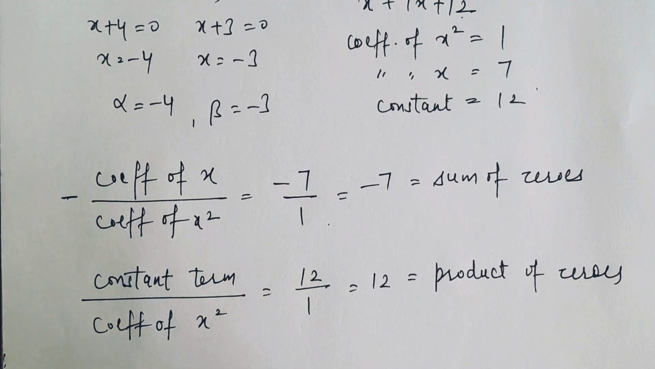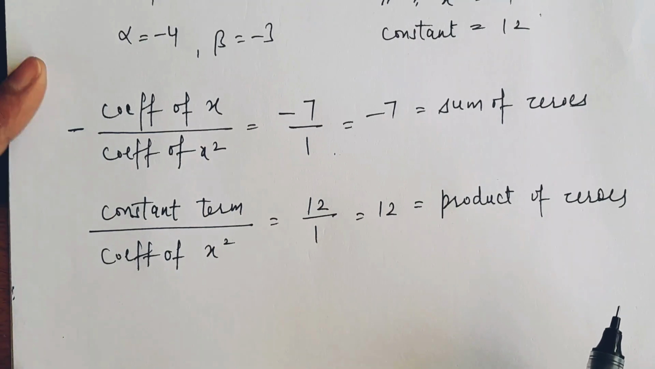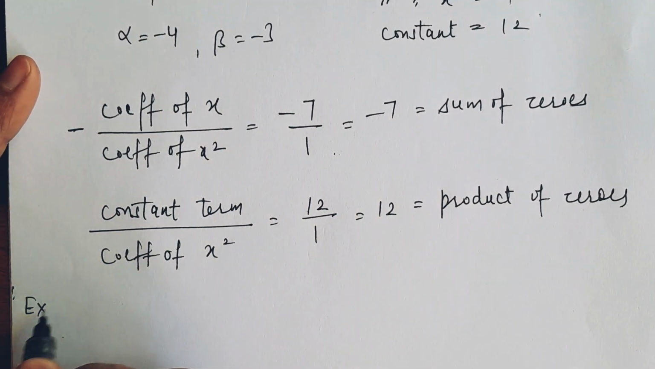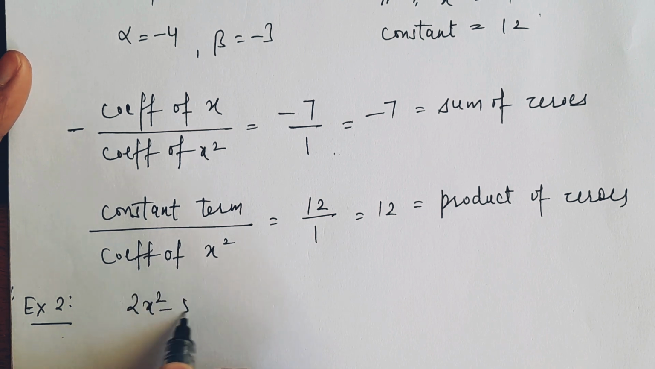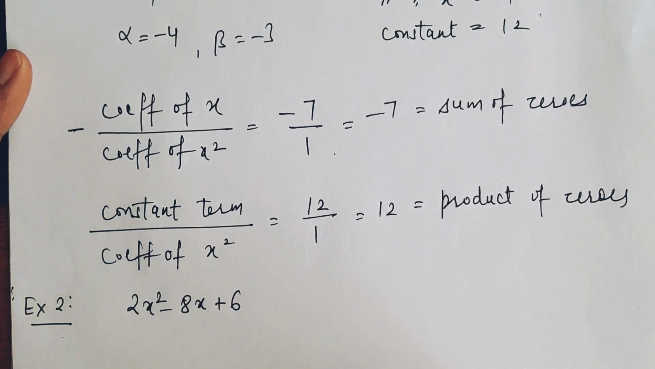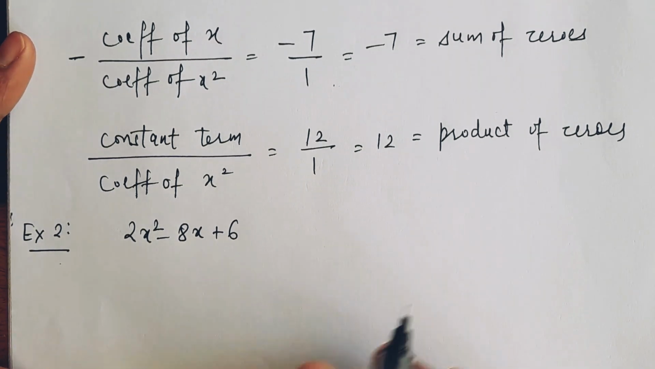So we can find out the relation between the zeros and coefficients of a polynomial. Let's take one more example. Let's take another polynomial. Suppose the polynomial is 2x square minus 8x plus 6. Now, first we will find the zeros of this polynomial.